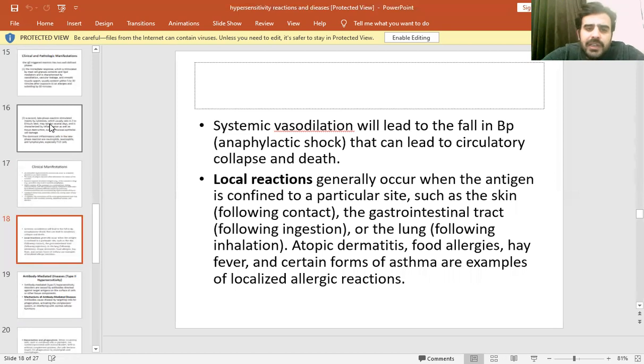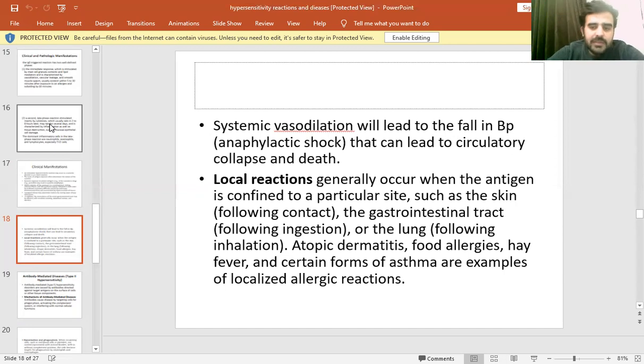Local reactions occur when antigen is confined to a particular site, such as the skin following contact. For example, after applying some kind of cream or moisturizer, if a person is allergic, there can be a local allergic reaction. In the gastrointestinal tract, it can occur following ingestion, or after inhalation in the lungs. Atopic dermatitis, food allergens, hay fever, and certain forms of asthma are examples of localized allergic reactions.